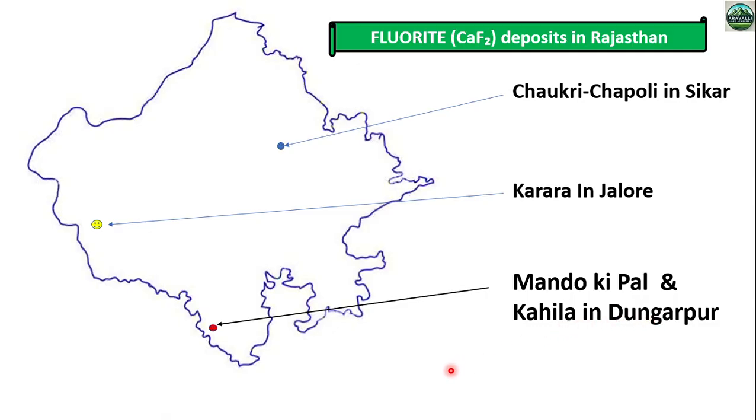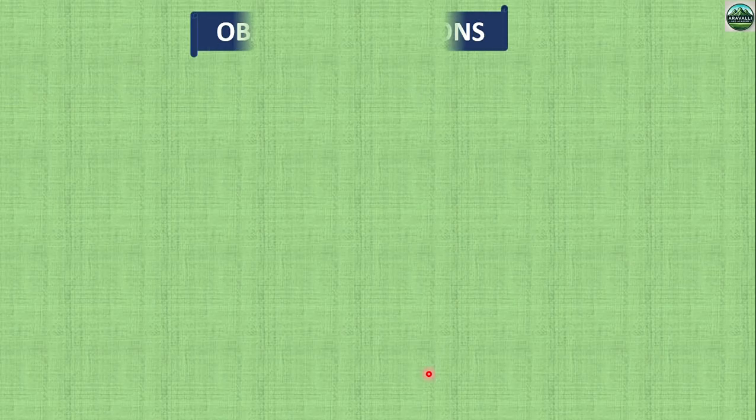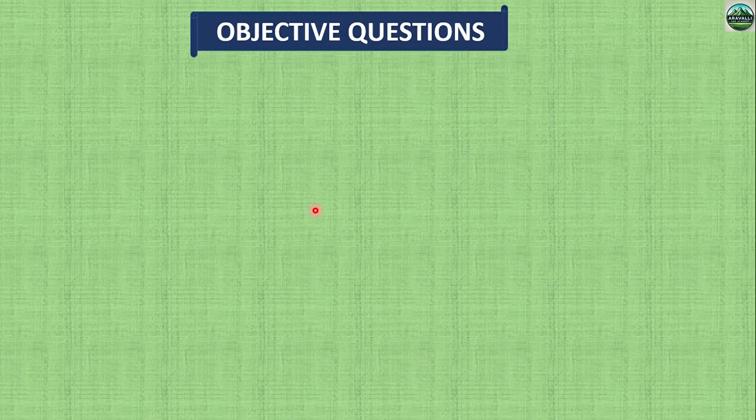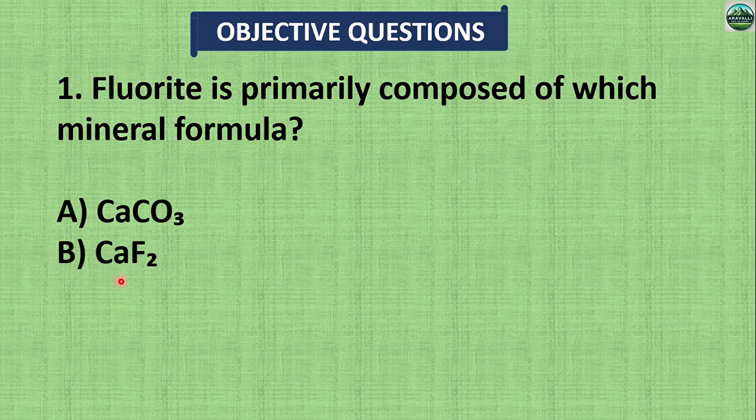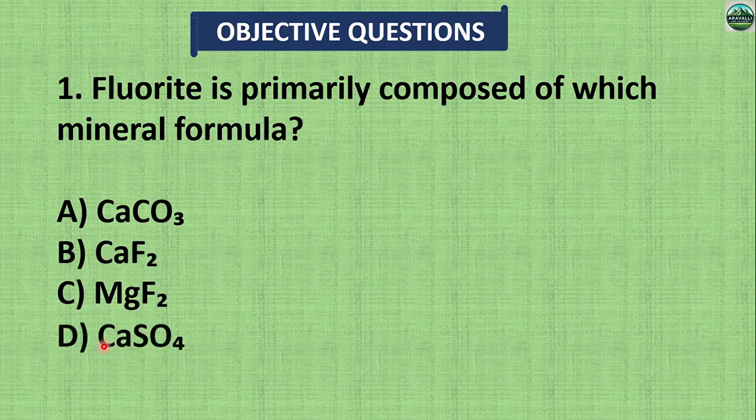Okay, remember all. Now we are going to discuss a very interesting part of the lecture, objective questions. First question: fluorite is primarily composed of which mineral formula? Option A CaCO3, option B CaF2, option C MgF2, and option D CaSO4. So which one is the correct answer? Correct answer is CaF2.